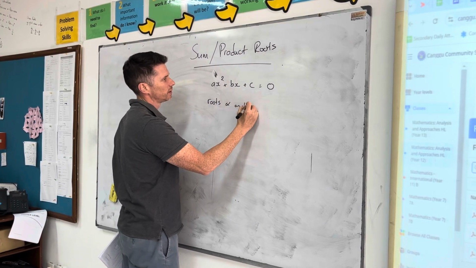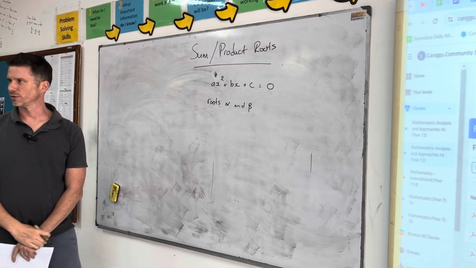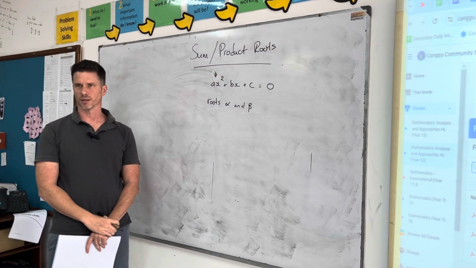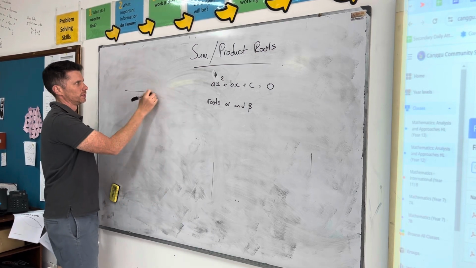Alpha and beta. Let's just call them two. So we already used up x and we used up a, b, c, so we'll use alpha and beta. So wait, I feel bad for d, e, and f.